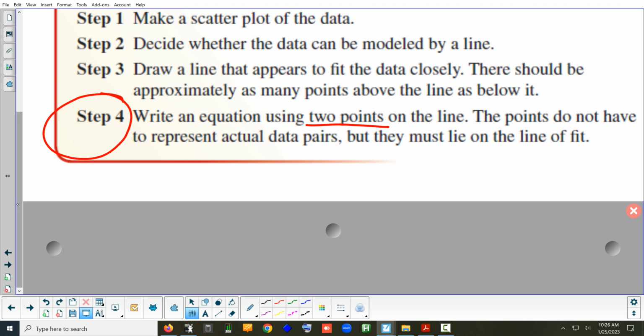Okay, so the last example, we'll go through these steps. We're going to draw a scatter plot. We're going to see if it can be modeled with a line. And if it does, then we're going to draw the line. And we're going to try to find the equation.